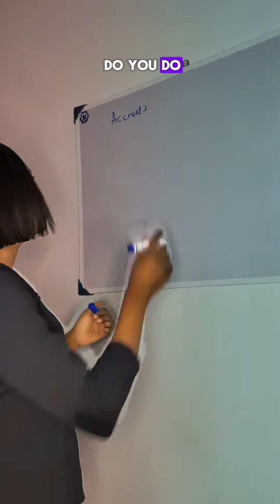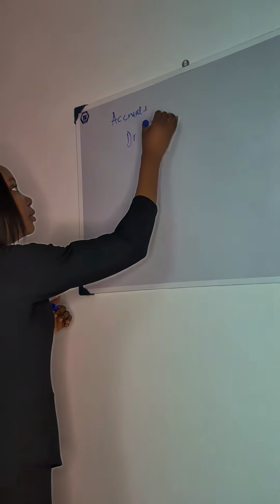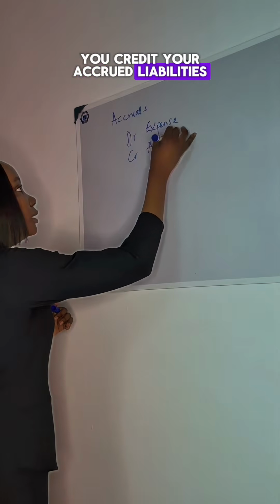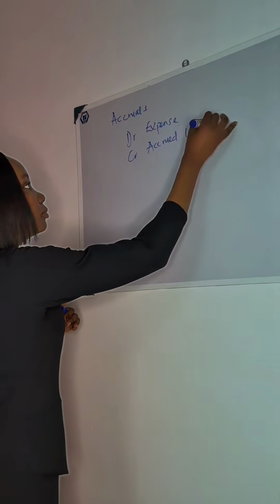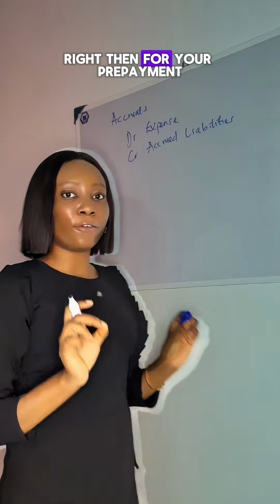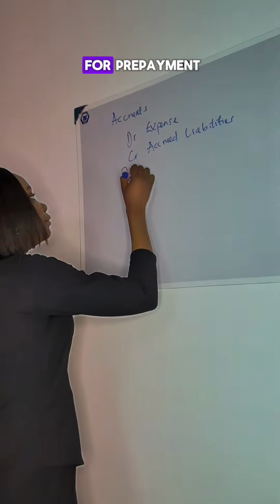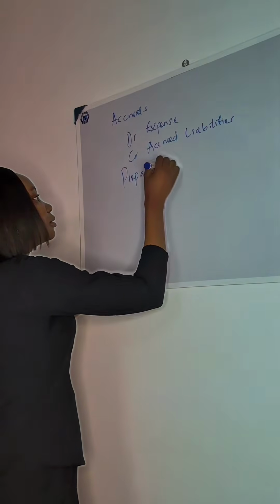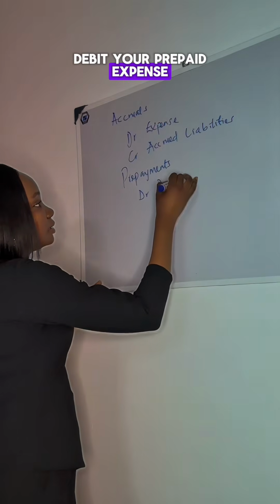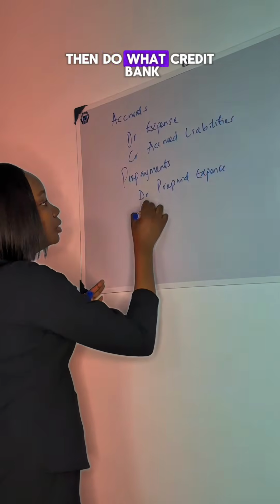For the accruals, what do you do? You are going to debit your expense account, and you credit your accrued liabilities. Right? Then, for your prepayment, you are going to debit your prepaid expense. Then credit bank.